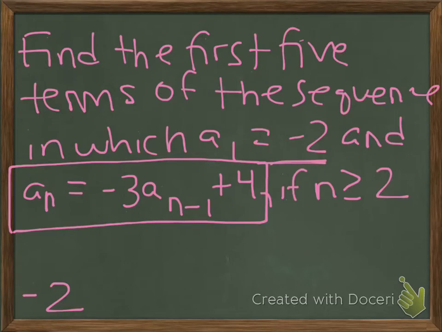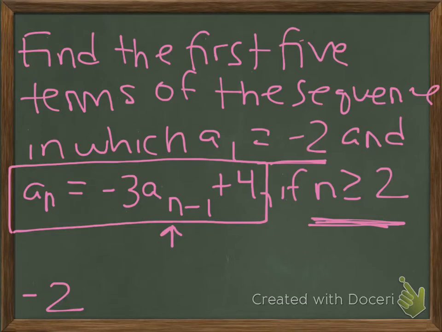The fact that it says n has to be greater than or equal to 2 gives us a starting point. So besides our first term, we're now going to start with plugging in 2 for n, and we're going to find our next term. So if I plug in 2 for n, I have -3 times a sub n minus 1, or a sub 2 minus 1, and then that's going to give me a sub 1. So I have -3 times a sub 1 plus 4 in this case.